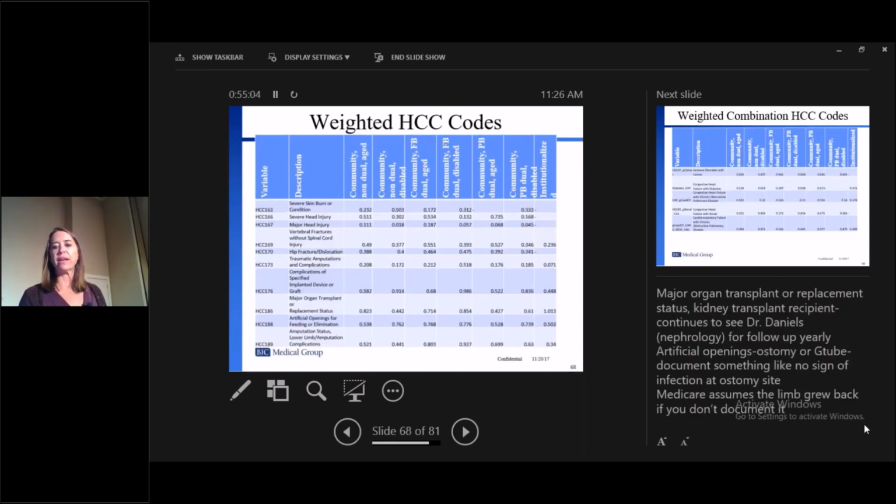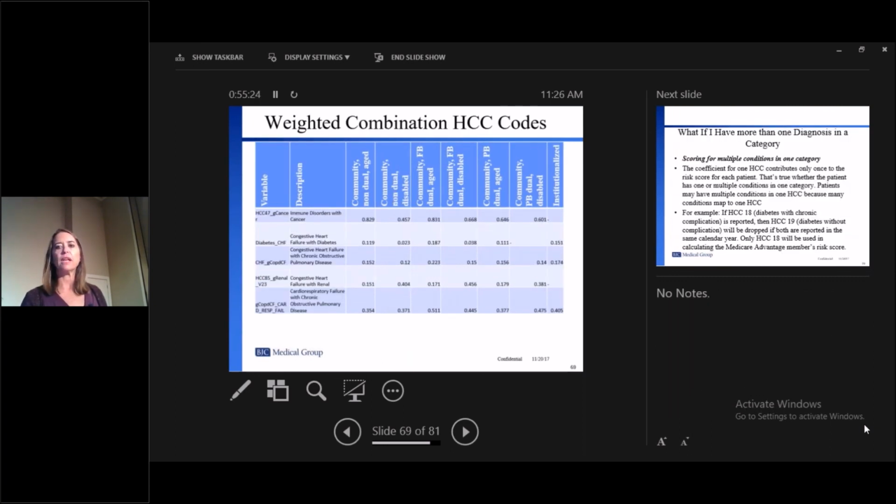Major organ transplants or replacements are going to be important with that. You can document that they're seeing Dr. Daniel's nephrology for follow-up yearly. For your artificial openings, make sure you're documenting no sign of infection at the ostomy site. And with Medicare, if you don't document that they still have an amputated left lower extremity, Medicare assumes it grew back. And then if you have more than one diagnosis in a category, there are some weighted combination codes there for you.